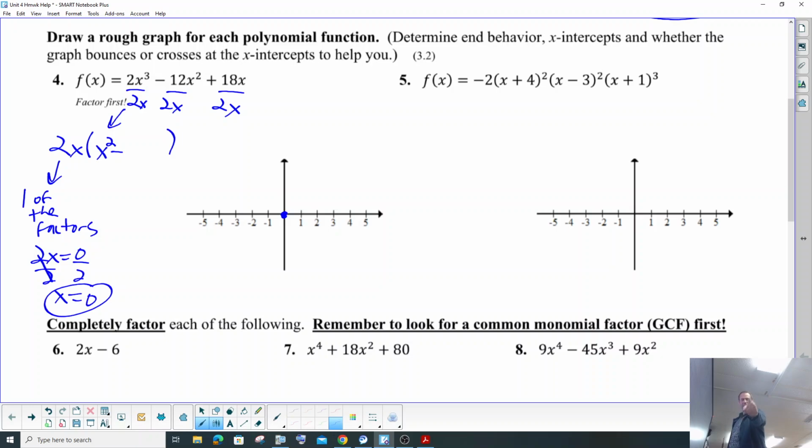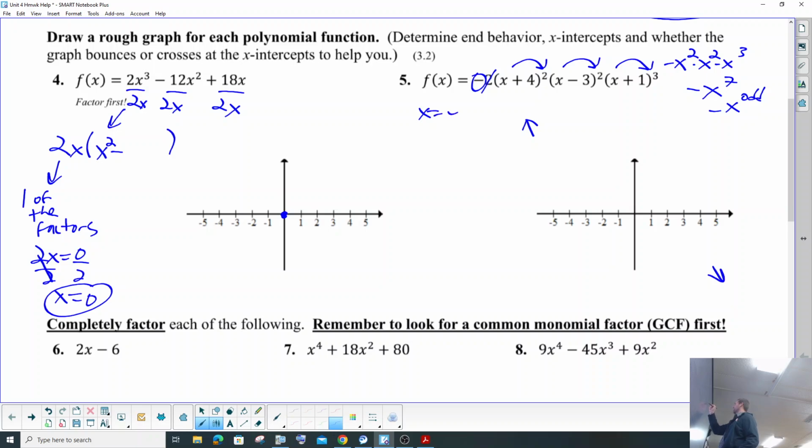Remember, even powers bounce, odd powers cross through. So ignore the 2 for now. It's just going to be the negative that we're going to focus on. x squared, x to the third power. So x squared, it's negative. x squared, x to the third power. So that's 5, 6, 7. So that's going to be a negative x to the 7th power, or negative x to the odd power. And so that means our end behavior, don't forget to do these. So we're going to start off high and finish off low, because it's negative and odd. So then we have, let's see here. So we have x equals negative 4.